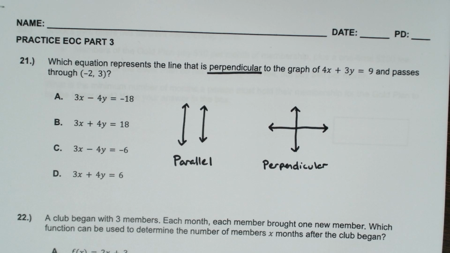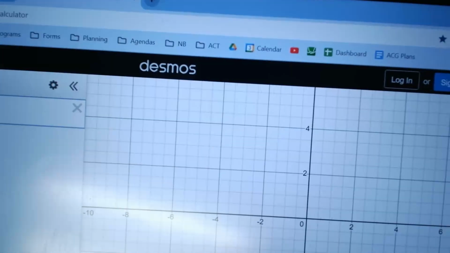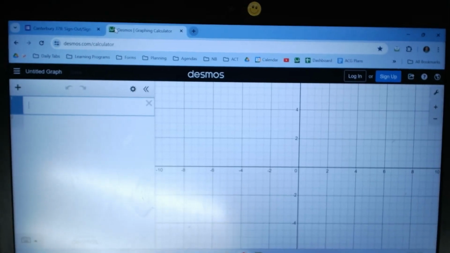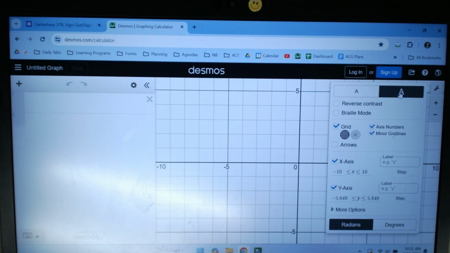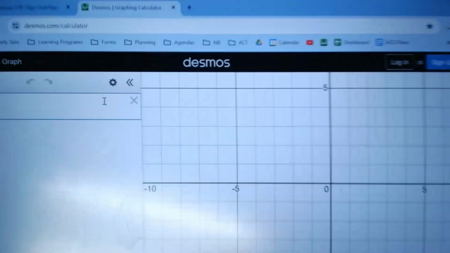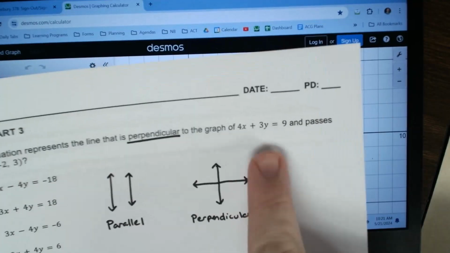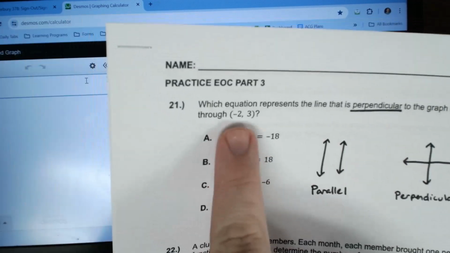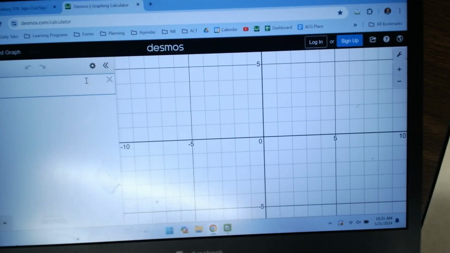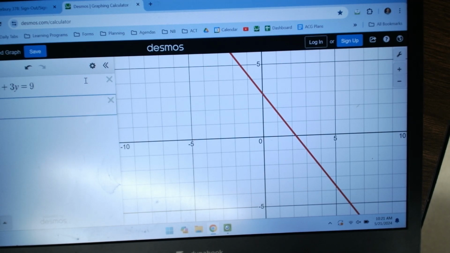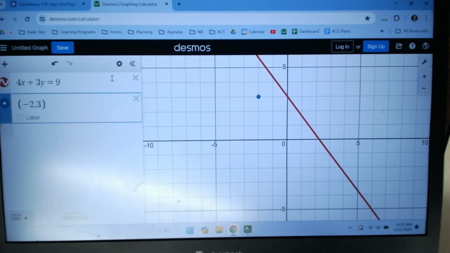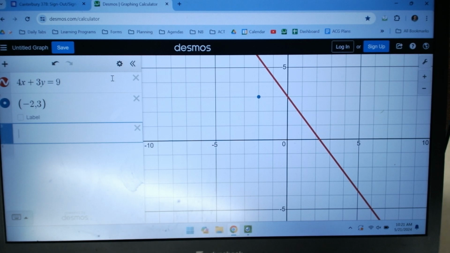So I'm going to pull up Desmos. The first thing I'm going to do is type in the line 4x plus 3y equals 9, and then I'm going to type in this ordered pair. So it went ahead and plotted that line and that point for me, and now I can just go through the options and say, which one looks like it's going to be perpendicular and go through that point?